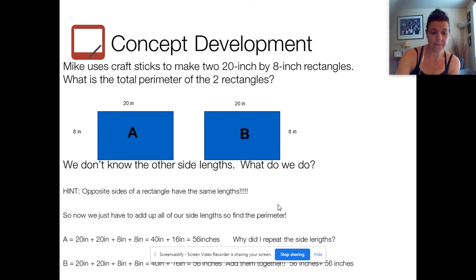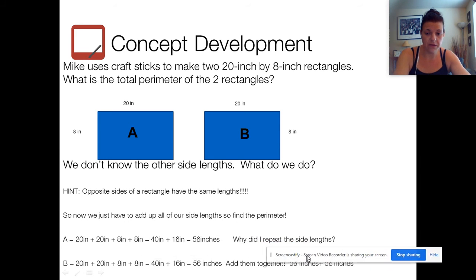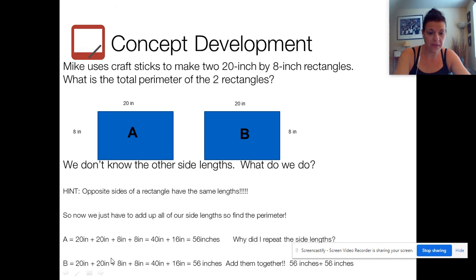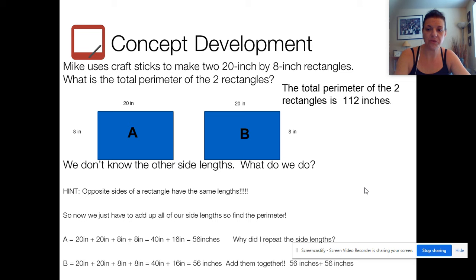Okay, and I did it down here. You can see my little screen. I'll move it over here a little bit. So there's B, did the same thing, and now we need to add them together, 56 plus 56. And where's the answer? There it is. The total perimeter of the two rectangles is 112 inches. So that's both of them together, okay?